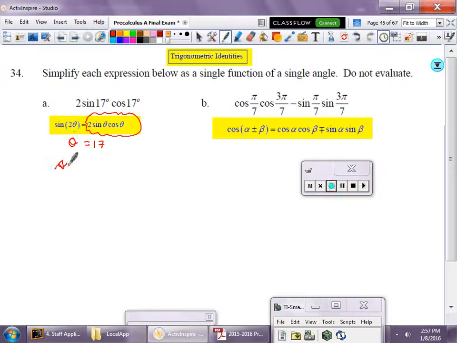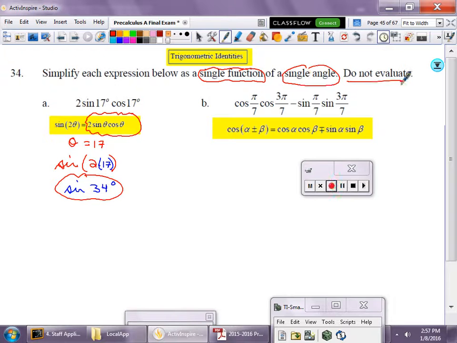So the formula is sine. I'm just going to rewrite it the way it's written. Theta is 17. I'm substituting that value, and the final answer is sine of 34 degrees. Now this might seem a little odd. I'm looking at identities, but again, let's reread the directions. The directions say, simplify each expression below as a single function of a single angle. Do not evaluate. So this is a single function, 2 sine theta, and this is a single answer, which we did not evaluate.